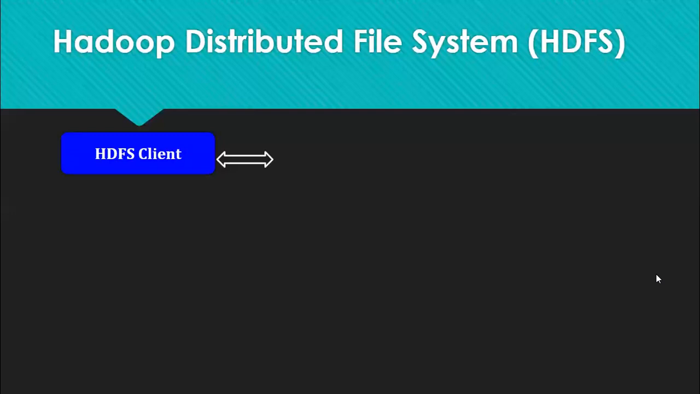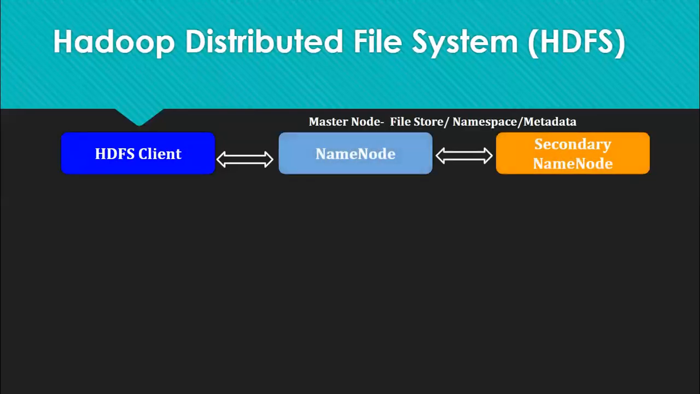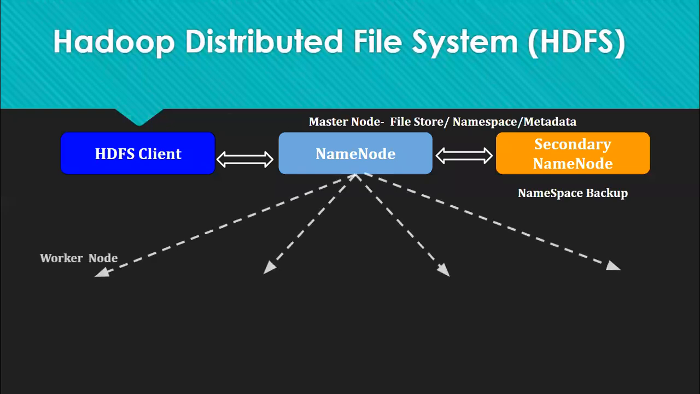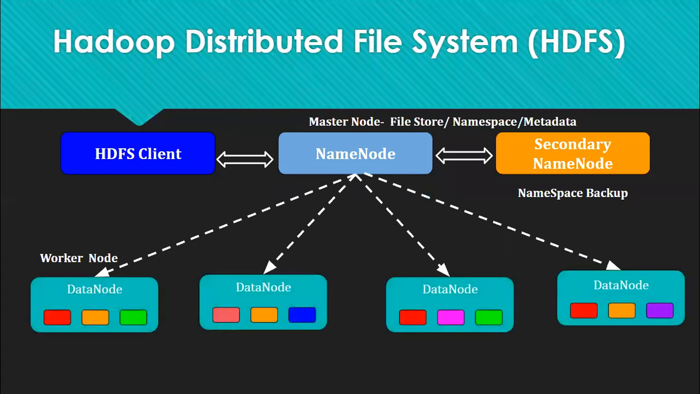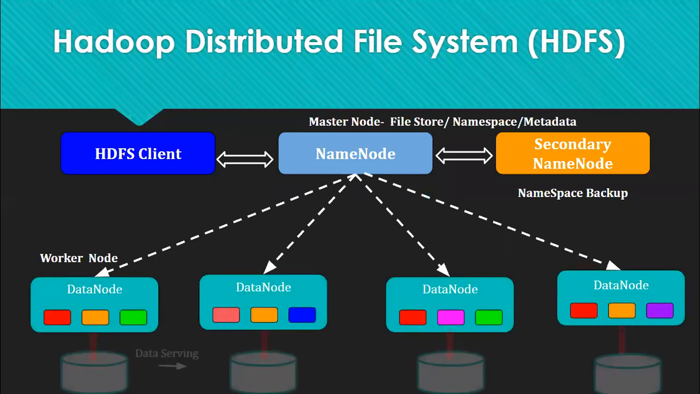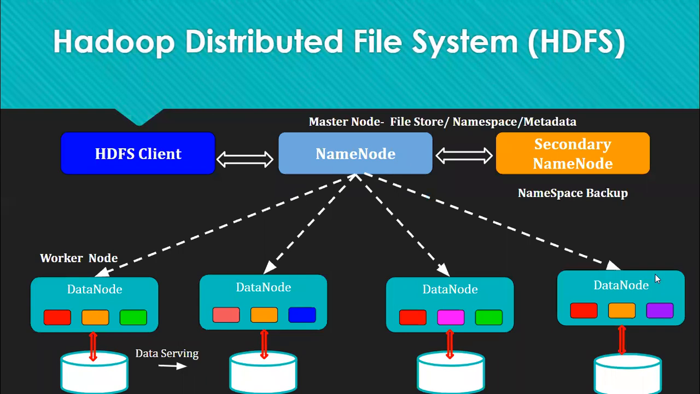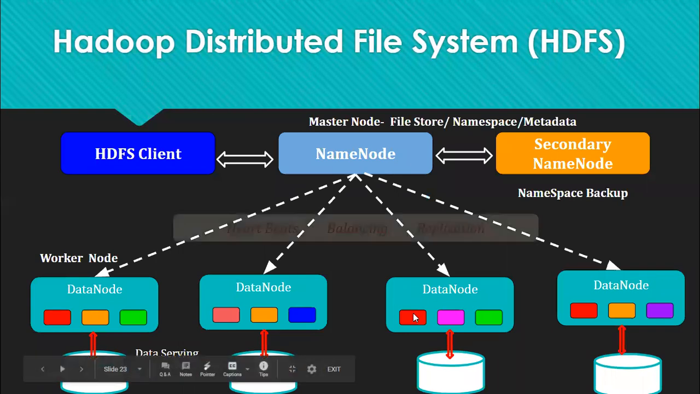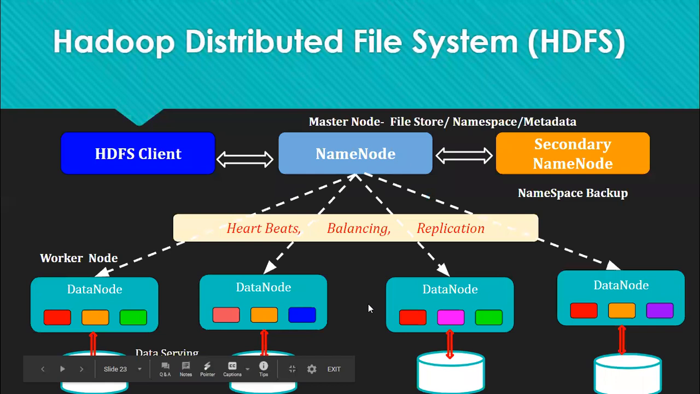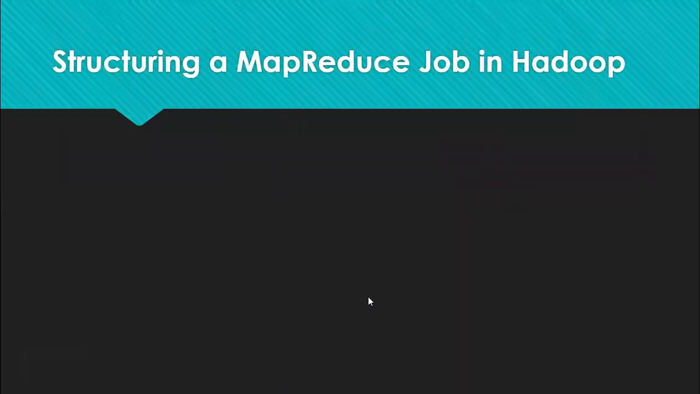We have seen in this architecture that whenever an HDFS client requests anything, that request is handled by the name node. Also, the name node has a backup, the secondary name node. The name node divides the work to the worker nodes, the data nodes, where data is stored in the form of blocks, and every data node has the data stored on its local disk. So it is used for the distributed network, and for balancing and replication of data and for heartbeats.